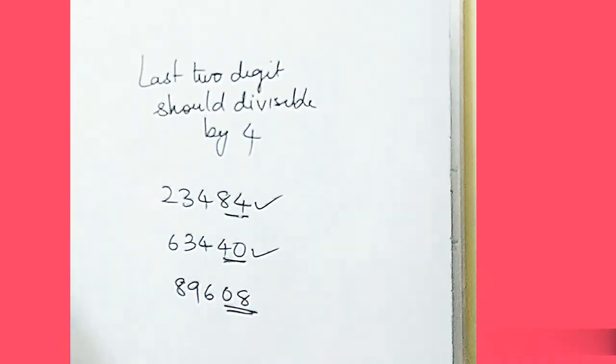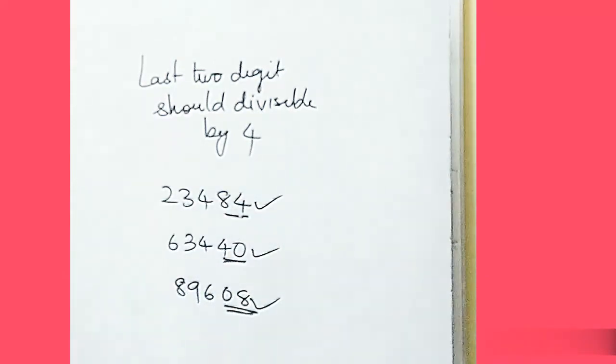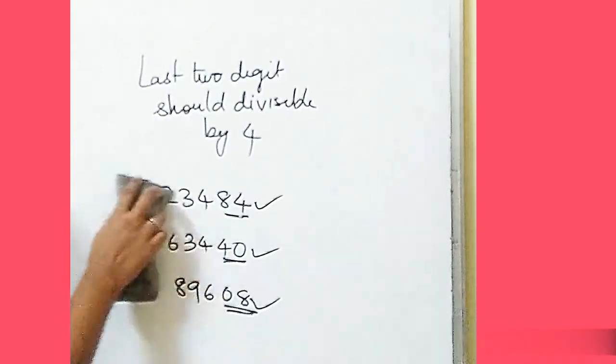Will it come in 4 table? Yes, students, 08 will come in 4 table. So then this also will come in. So this is the way for 4 table. Means the number will come in that particular table, or it will be divisible by 5, that particular number. 5 table is very simple one.